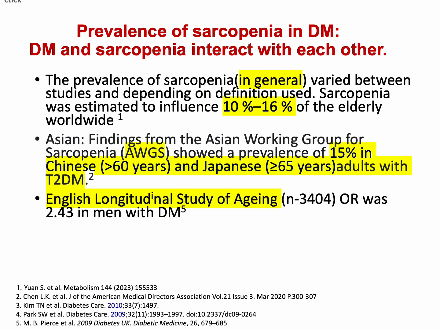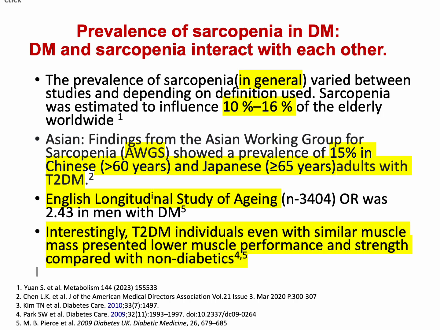In the English Longitudinal Study of Ageing, the odds ratio was 2.43 in men with DM, indicating that men with specific risk factors or conditions are more likely to develop sarcopenia compared to those without the risk factors. Interestingly, individuals with type 2 DM, despite having smaller muscle mass, exhibited lower muscle performance and strength compared to non-DM patients.